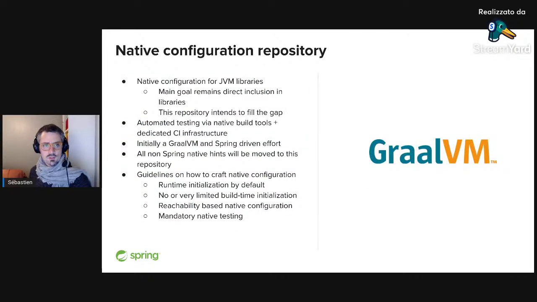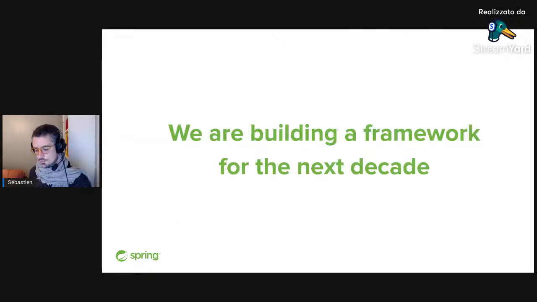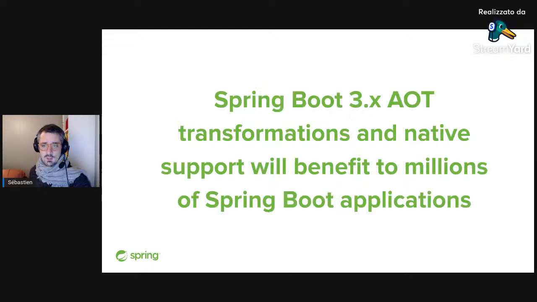I have already mentioned the native repository, so no need to give too much detail about that yet. So we are really building a framework for the next decade, and that's what we do with the Spring Framework 6 and Spring Boot 3 efforts. Spring Boot 3 AOT transformation and native support will likely benefit millions of Spring Boot applications. So I think this is the biggest difficulty for us, that we need to support something that is used by millions of Spring Boot developers.